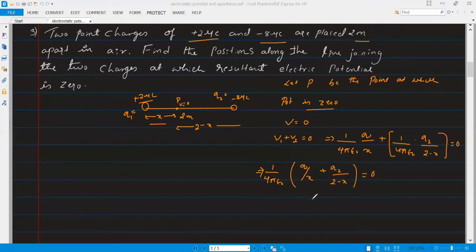If we take the common term to the other side, we will remain with q1 divided by x plus q2 divided by 2 minus x is equal to 0. Or I can write this as q1 divided by x is equal to minus of q2 divided by 2 minus x. So simplifying, let us substitute the values of q1 and q2.